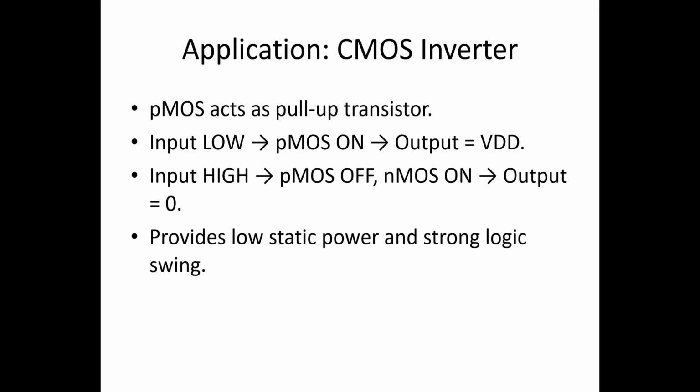Now, an important application, CMOS inverter. PMOS is at the top, connected to VDD, so PMOS is the pull-up. When input is low, PMOS is on, so output goes to VDD. Output is high. When input is high, PMOS becomes off. NMOS turns on and pulls output to ground, so output is low. So the output is the opposite of the input. This is why we call it an inverter. Also, CMOS has low static power because usually only one transistor is on.